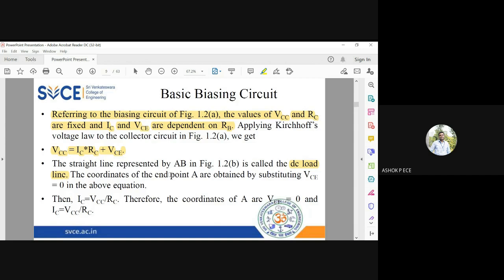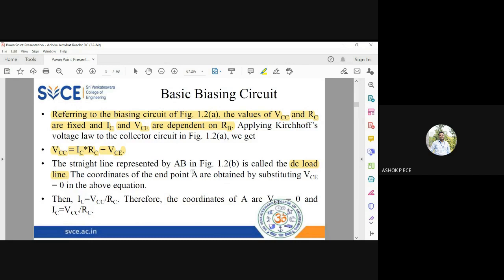So definitely, for drawing a straight line, how many points do you need? 1 or 2 or 3? 2, sir. I need 2 points. So how will you fix the 2 points?